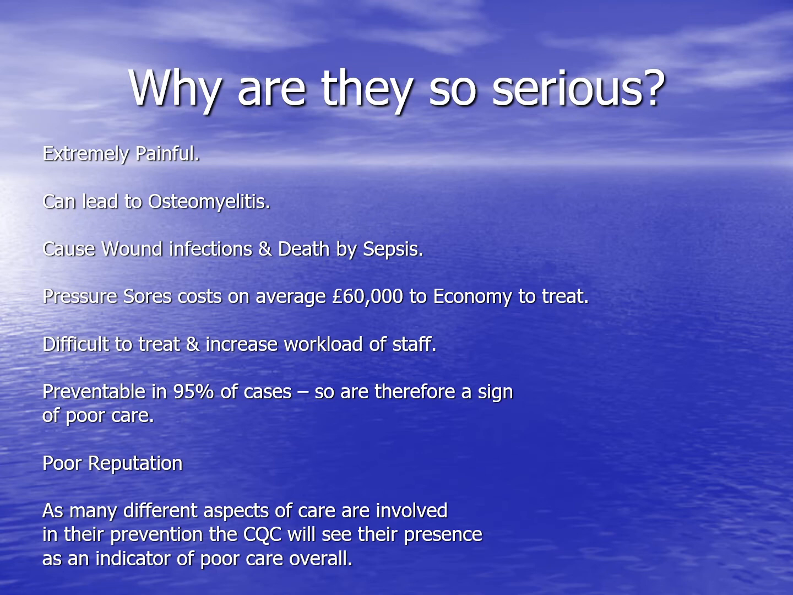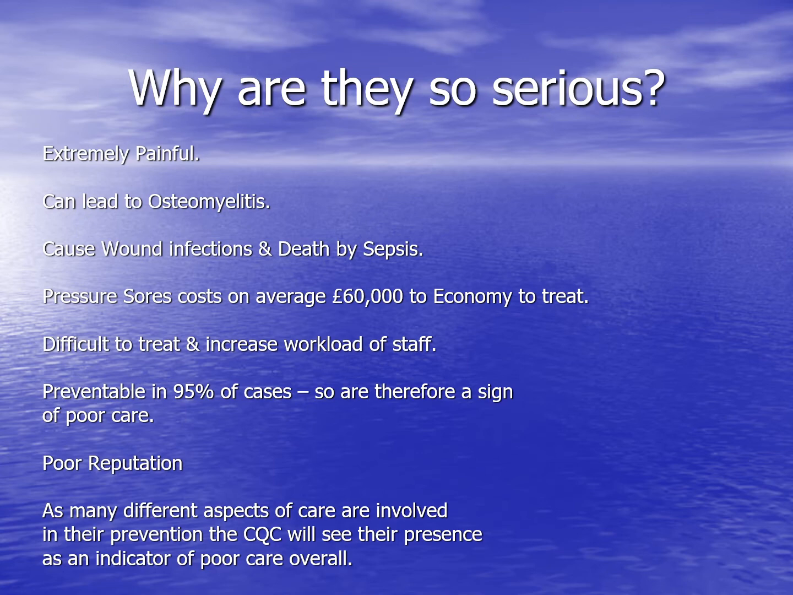They're very difficult to treat, and they increase the workload of staff, because you might have to keep people turned so the nurse can do dressings, etc. And a key point is 95% of pressure sores are preventable. There are going to be some pressure sores that whatever we do, they're still going to develop, but most are preventable. As they're so preventable, they're a sign of poor care. A lot goes into preventing pressure sores, so they are an indicator of overall poor care in a nursing or residential home.